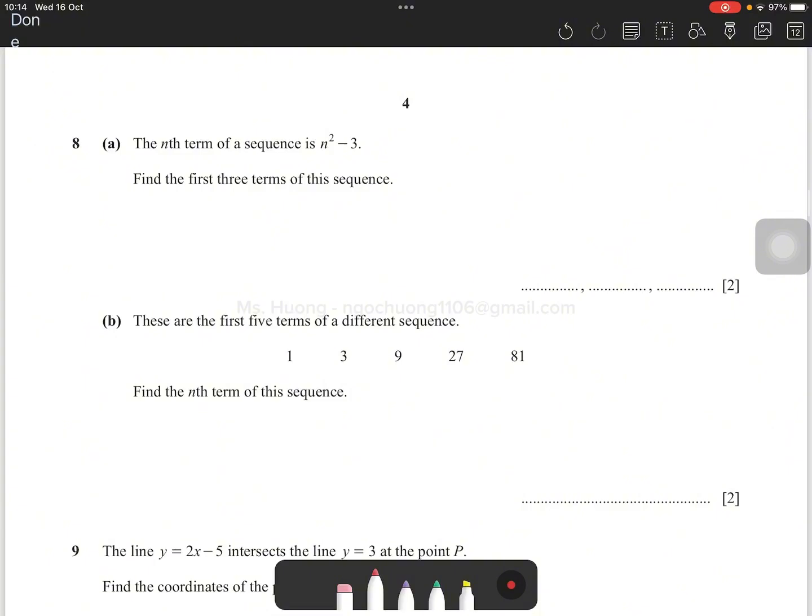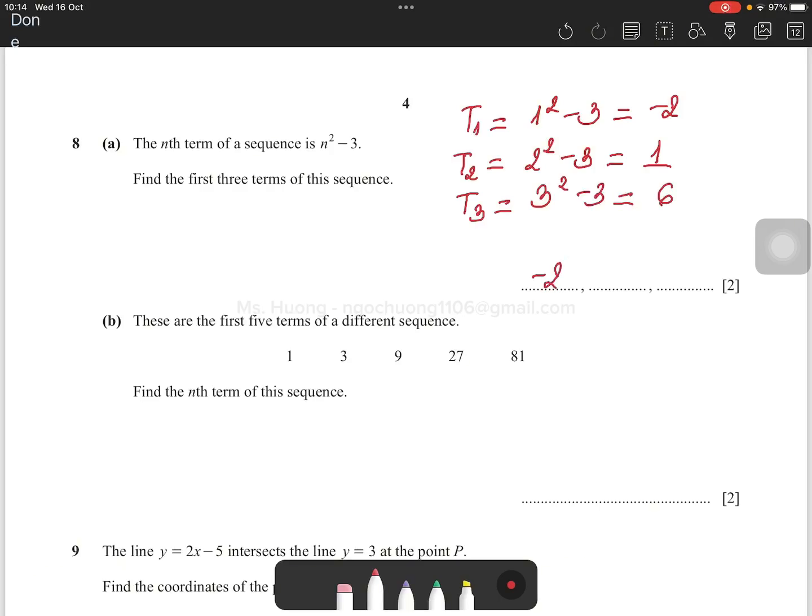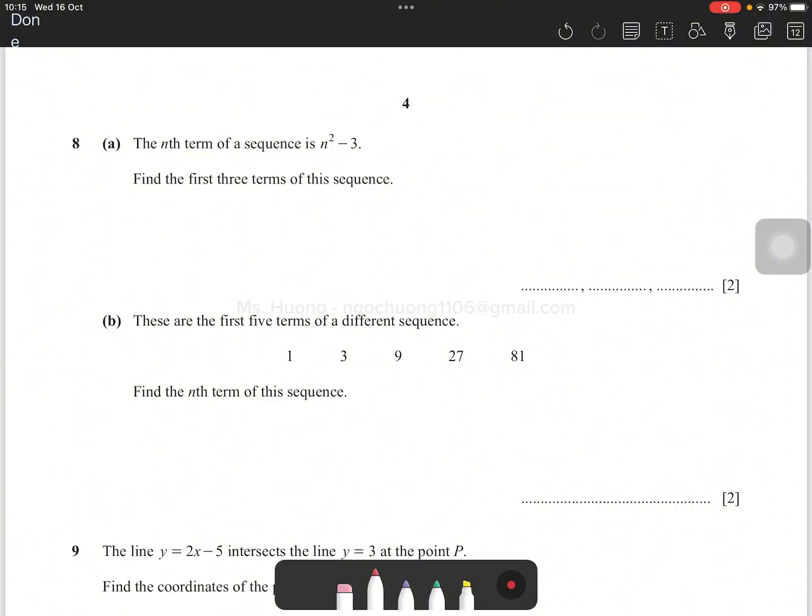Question 8. A. The nth term of a sequence is n squared minus 3. Find the first 3 terms of this sequence. So the first term is, which is n equals 1. 1 squared minus 3 equals -2. The second term, which means n equals 2. 2 squared minus 3 is 4 minus 3 equals 1. And the third term, which is 3 squared minus 3 equals 9 minus 3 equals 6. So the 3 terms are -2, 1, and 6.